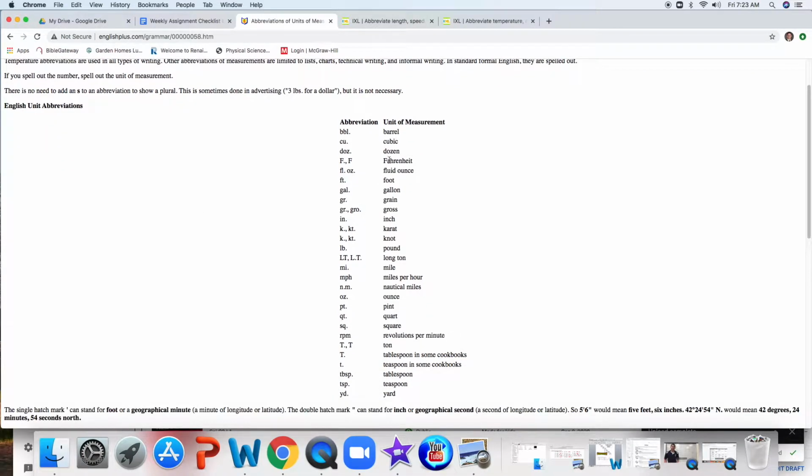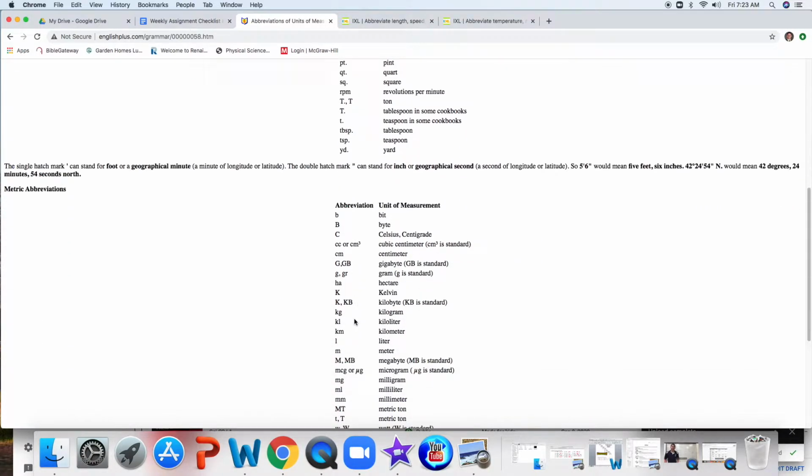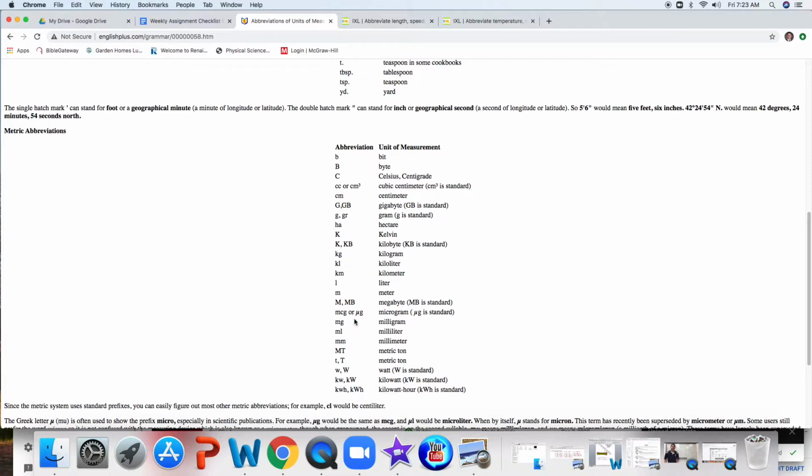You can see that the unit of measurement is listed here, and all of those abbreviations, how they're written correctly, are shown on the left hand side. Some things you might be familiar with: a gallon of milk is gal, a pound is lb, miles per hour is mph, and some of the other measurements you might use for recipes are listed right here. Down in the bottom portion we have our metric abbreviations.